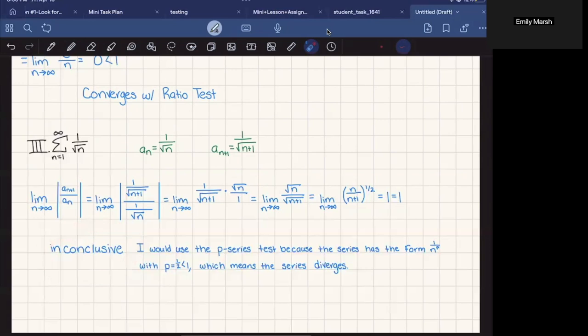I wouldn't even do the ratio test for this one. I would first look at the type of form we have, and I would have attempted the p-series because it's in the form of 1 divided by n to the power of p. In this case, our p power is 1/2. And for p-series, when we have a value that's less than 1, it means it diverges.